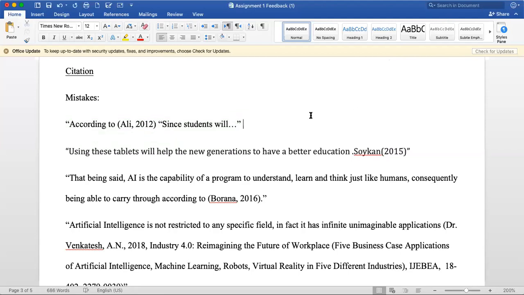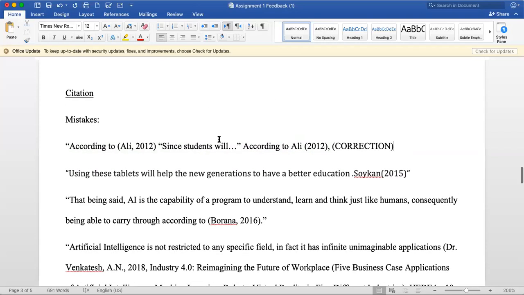Excellent. Thank you, Habiba. Thank you, Nadine. Very good. So it's supposed to be "according to Ali," and then 2012. Why? Because Ali here is part of the sentence. I am saying according to someone, so the name of this person must be a part of the sentence. Please be careful, because this mistake was repeated a lot in the literature review. If you're going to say according to, or the person said or believed, then the name is not inside the parenthesis. It is outside the parenthesis. Very good. So this is the correction.